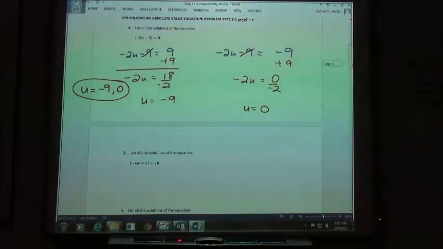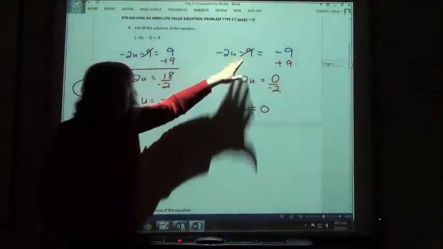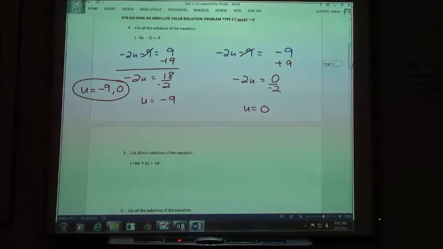So notice the part that was in the absolute value didn't change. That stayed the exact same thing, just that number on the end could be positive 9 or could be negative 9.